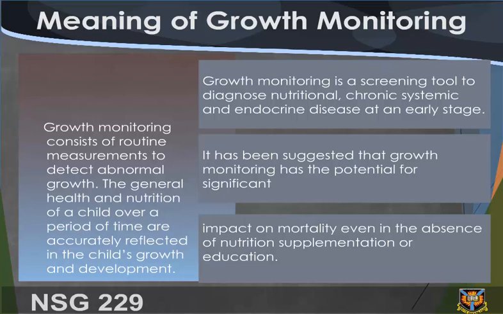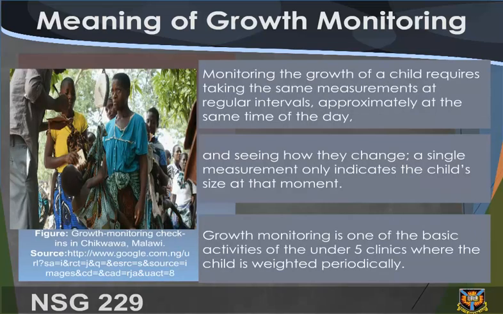Monitoring the growth of a child requires taking the same measurement at regular intervals, approximately at the same time of the day, and seeing how they change. A single measurement only indicates the child's size at that moment. Growth monitoring is one of the basic activities of the under-5 clinics, where the child is weighed periodically.